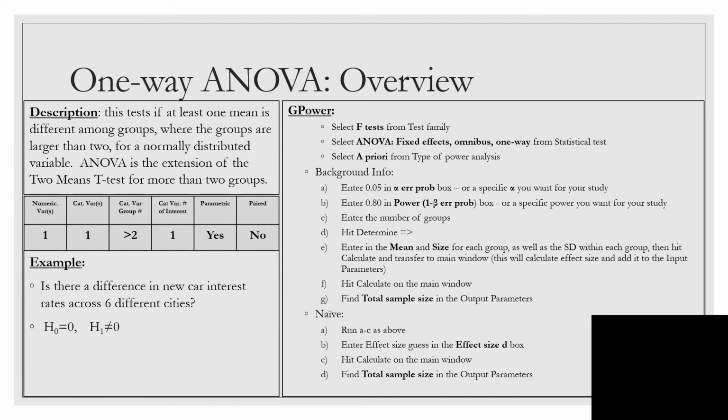So to do this in GPower, we'll now have to start selecting the F tests from the test family, and then ANOVA, Fixed Effects, Omnibus, One-Way. One-Way is the big one here. And then again, a priori. So we'll need to enter, as before, alpha and power, but now also the number of groups.